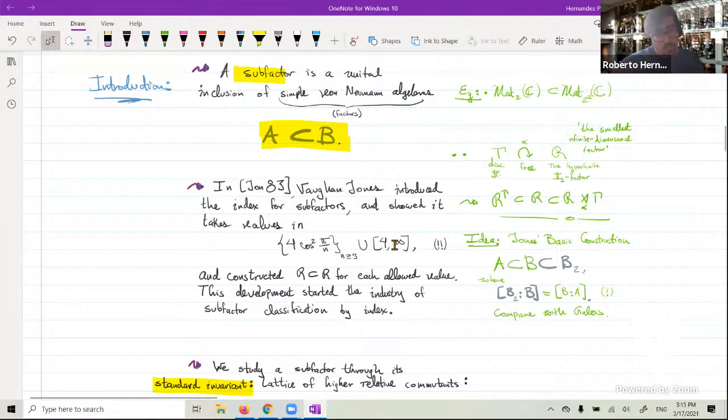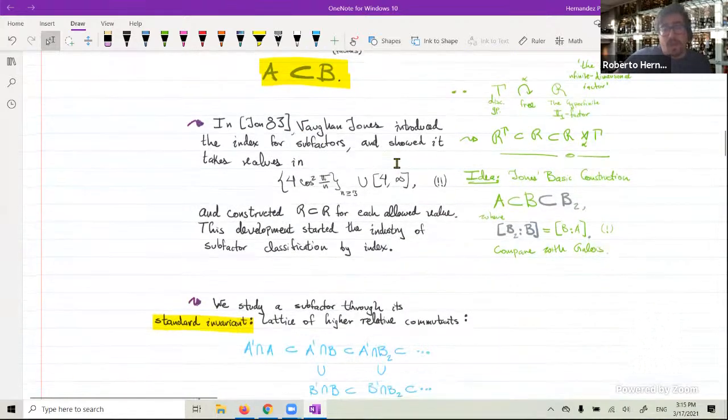But not only that, he went ahead and constructed a subfactor of the hyperfinite II_1 factor for each allowed value of the index here. And one of the many ideas that Jones developed in this paper is what's now known as Jones's basic construction, where, just from the data of an inclusion of A inside B, if you adjoin into B the projection that takes B down to A, you can canonically enlarge this algebra into a larger factor B2.